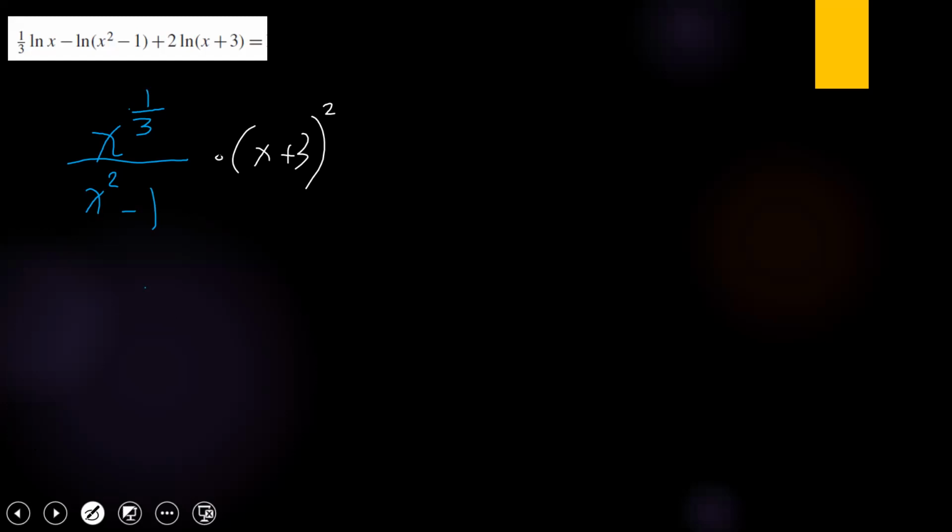So here they are like 1/3 ln of x. And here you have to write ln of x to the power 1/3, divided by x squared minus 1, times x plus 3 squared. This is how to rewrite it as a single natural logarithm function. Let's have now another example.